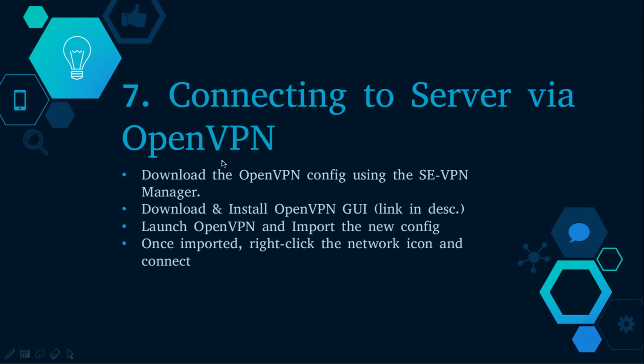Alright, so the first thing you need to do is download the OpenVPN config using the SE-VPN manager. This config is general, so if you had a different user, then you could download this config once and then email it to them and tell them to sign in with their user account, and so on. So you need to download the config using the SE-VPN manager, and then download and install OpenVPN GUI.